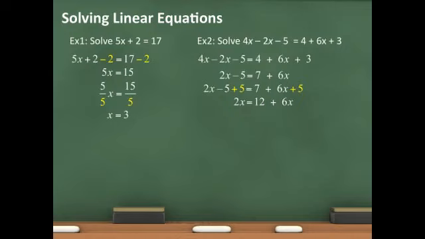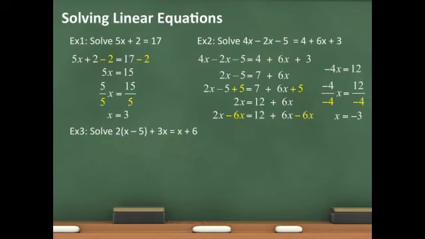We want all terms containing x on one side of the equation. To do this, we can use the subtraction property to subtract 6x from both sides of the equation. This will give us negative 4x equals 12, where the variable is now on one side of the equation. The last step is to isolate the variable x by using the division property to divide both sides of the equation by negative 4. This will give us x equals negative 3. Again, step 5 is to check your solution.